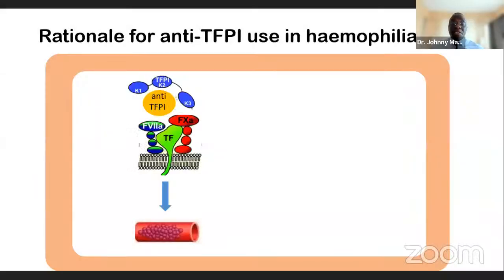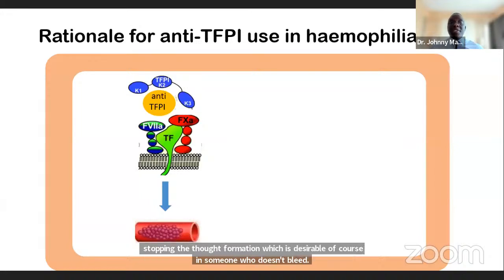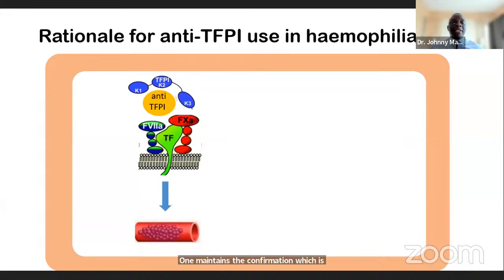and the prothrombinase complex via the K1, K2 domains. And the consequence, of course, is that instead of stopping the clot formation, which is desirable in someone who doesn't bleed, one maintains the clot formation, which is also desirable in someone who does bleed, such as in patients with hemophilia. Next slide, please.